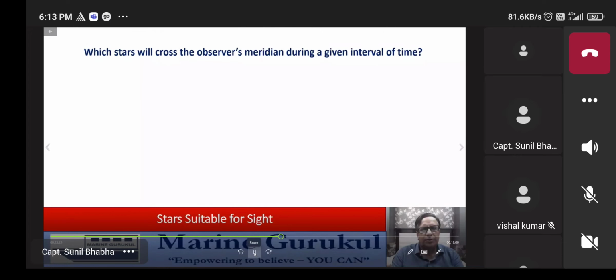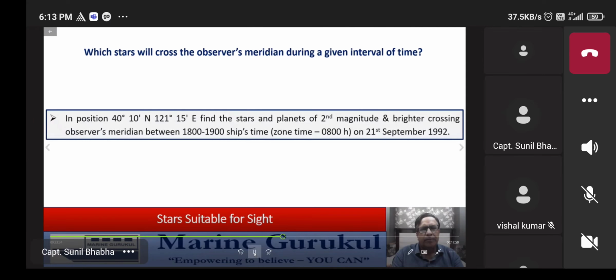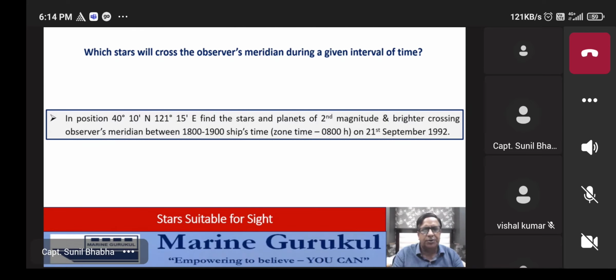Now, there may be situations or questions in which we may have to find stars and planets which cross the observer's meridian within a given interval of time. For example, this one: in position 40 degrees 10 minutes north, 121 degrees 15 minutes east, find the stars and planets of second magnitude and brighter crossing the observer's meridian between 1800 hours to 1900 hours ship's time, zone time minus 0800 hours on 21st September 1992.